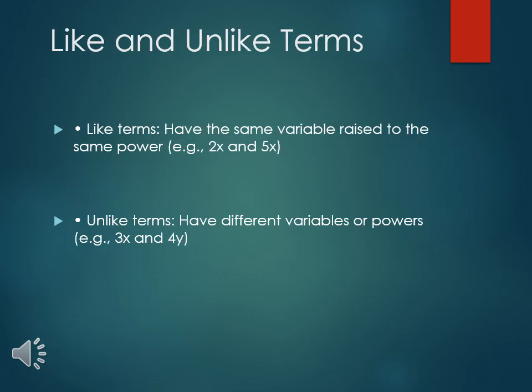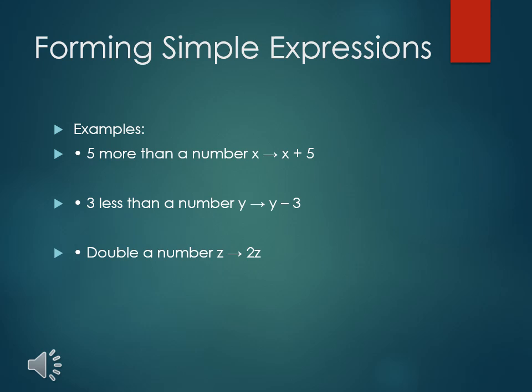Like and unlike terms. Like terms have the same variable raised to the same power, e.g. 2x and 5x. Unlike terms have different variables or powers, e.g. 3x and 4y, forming simple expressions.